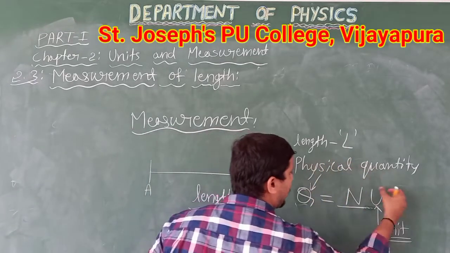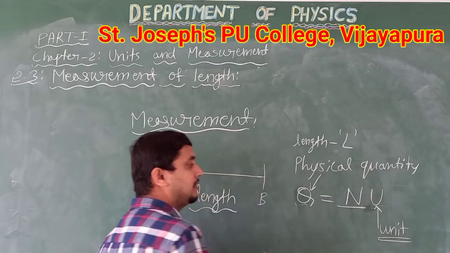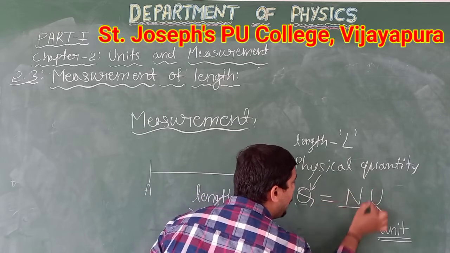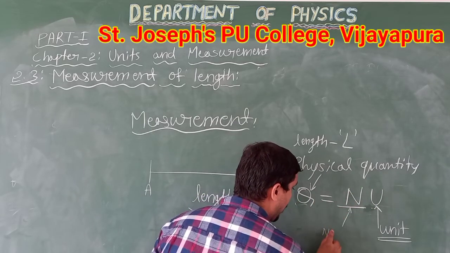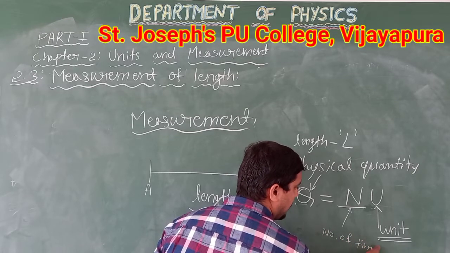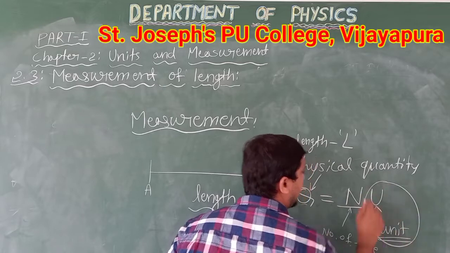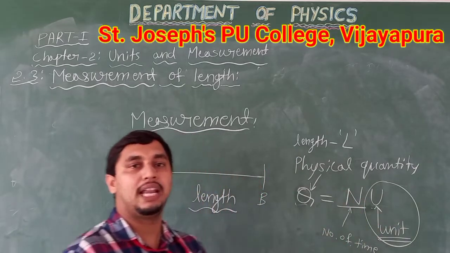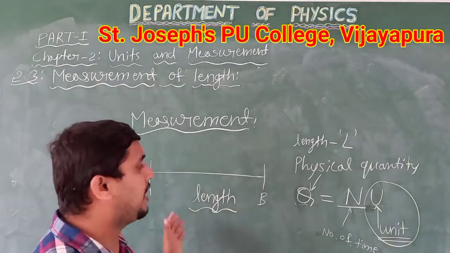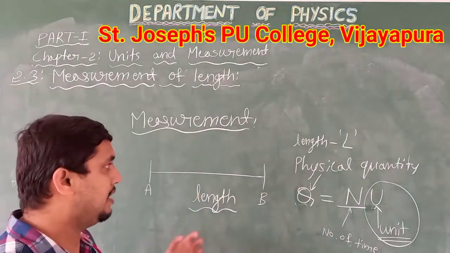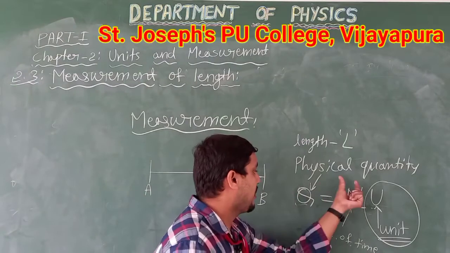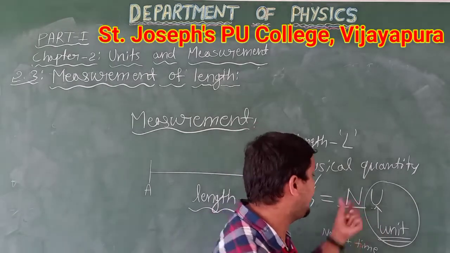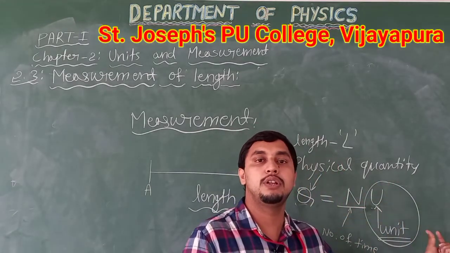We are already familiar with physical quantity and unit. The number means how many times: the physical quantity is equal to the number of times the unit. For example, assume this length is 50 centimeter. Length is a physical quantity, 50 is the number, that means 50 times the unit.